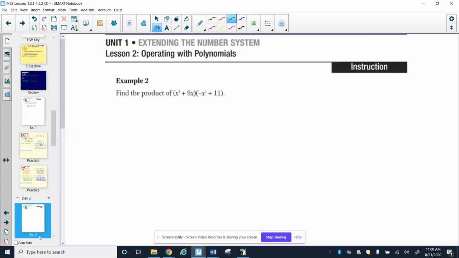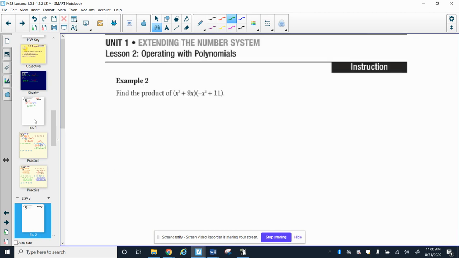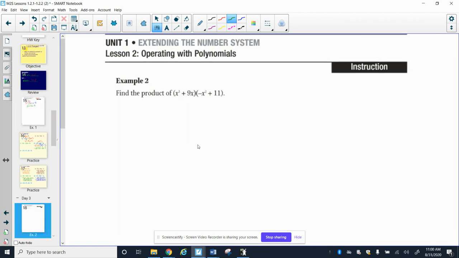All right, so let's try example 2. Okay, so now we are on, I lost my page number. I believe it is page, it's either 44 or 45. I apologize. Lost my page number there.